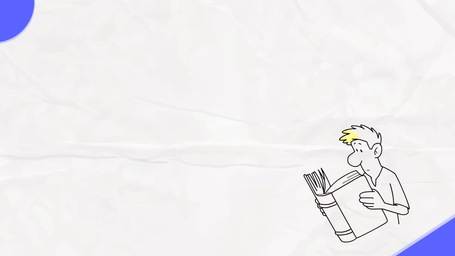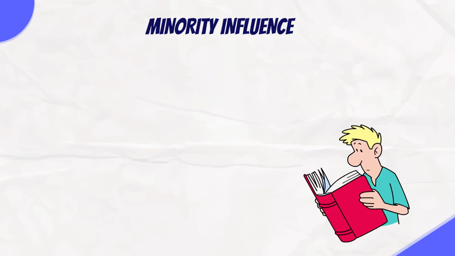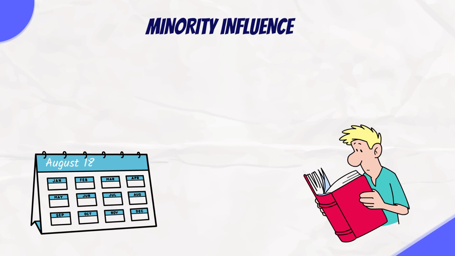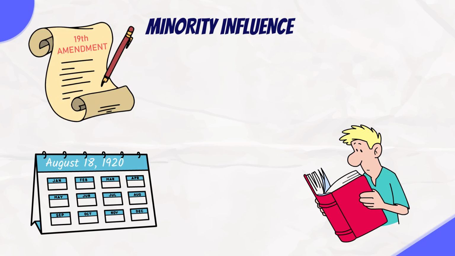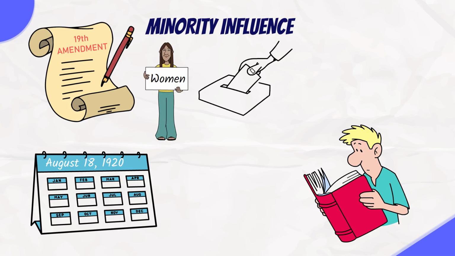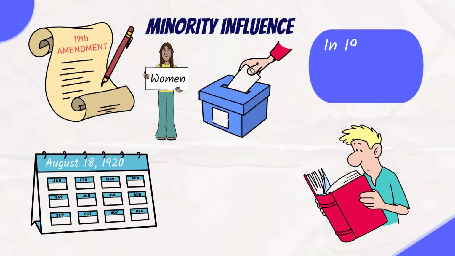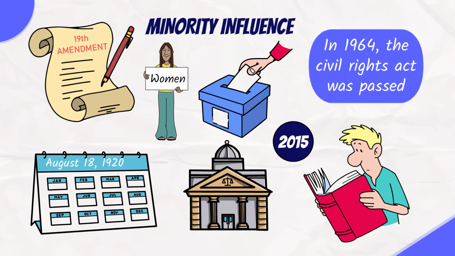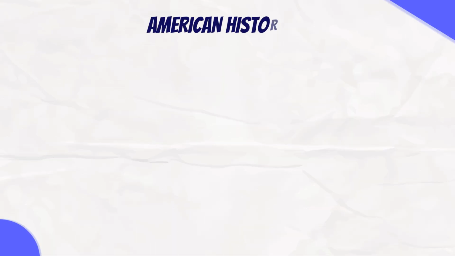If you want to learn more about minority influence and how it works, you must first understand what happened on August 18, 1920. That was the day the 19th Amendment was ratified, granting women the right to vote. Again, in 1964, the Civil Rights Act was passed. In 2015, the Supreme Court overturned the ban on same-sex marriage.